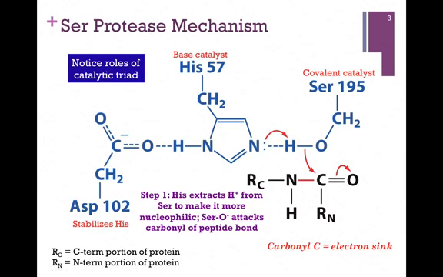The first thing that happens is histidine is going to act as a base catalyst to extract a proton from serine. So here's our electron-rich nitrogen atom. It's going to extract a proton and form a new bond with hydrogen. As it does so, that hydrogen will break its bond with oxygen, and that allows the oxygen atom to form a new bond with carbon.